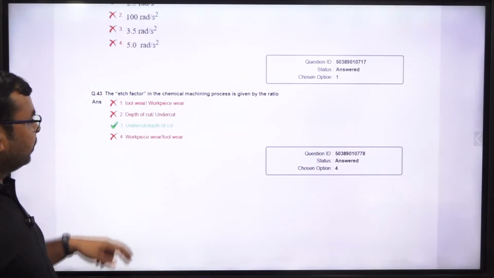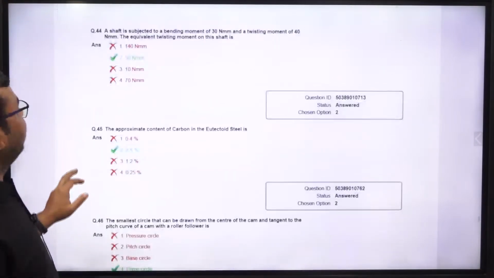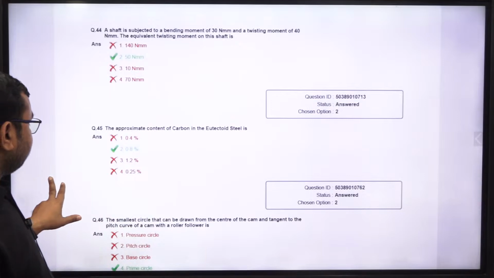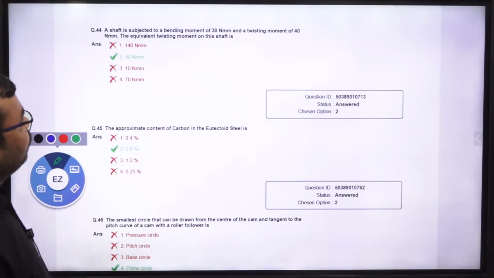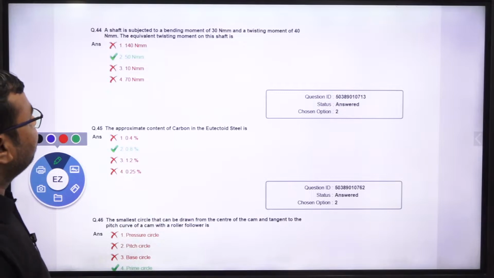Is it clear? This is called the etching factor. Okay, so now let's see another question. A shaft is subjected to a bending moment of 30 Newton millimeter and a twisting moment of 40 Newton millimeter. The equivalent twisting moment on the shaft is?